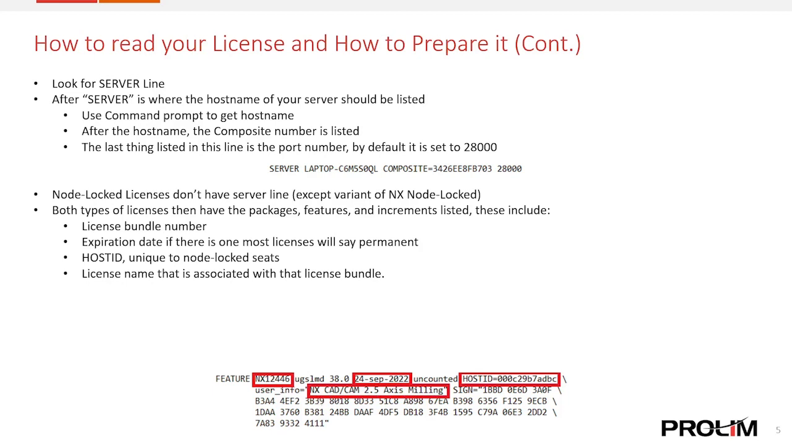This might not necessarily be a bundle. I should stop saying bundle, but it'll be the license feature number and then the license ID number and then the name of that license. And then again, this one has an expiration date and a host ID. So this one is specifically a node lock license.